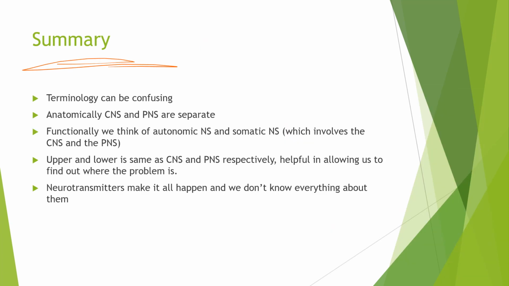In summary, terminology can be confusing, except that it always was for me in medical school. I like to think of anatomically, the CNS and the PNS are separate, and functionally we think of the autonomic nervous system and the somatic nervous system. Upper and lower is the same as CNS and PNS. It's helpful in allowing us to find out where the problem is, and neurotransmitters make it all happen. We don't know everything about them yet.